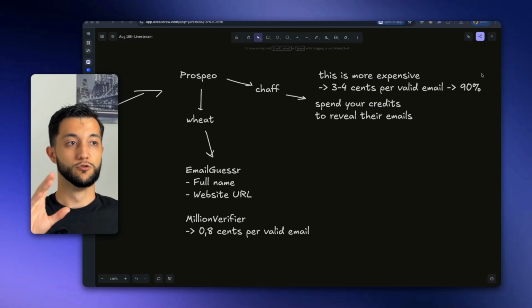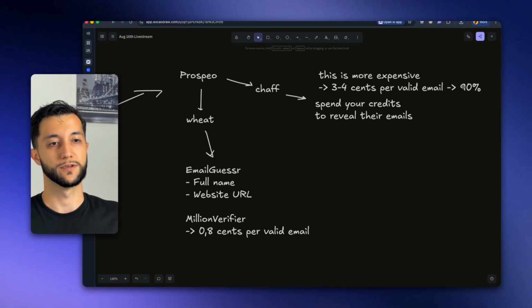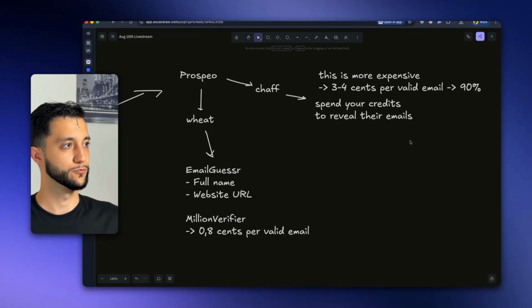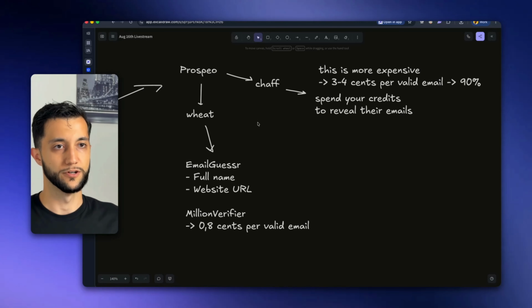Yes, you're risking a 10% bounce rate, which is horrible for your campaigns. But this is real. This is super real. So this is the situation. This is how we get the email addresses of these people.